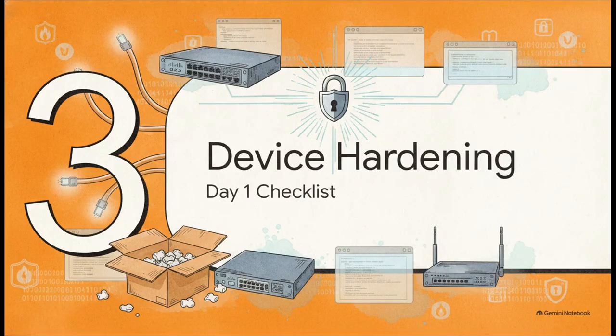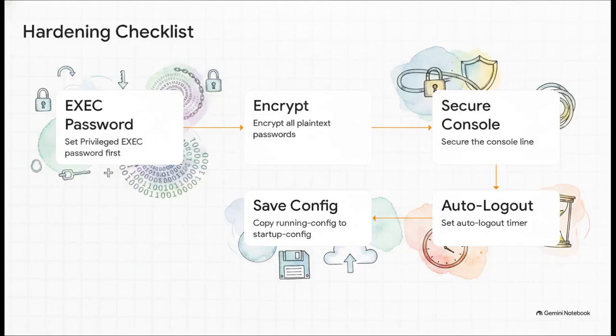Section 3, Day 1 device hardening. Notice the very specific order of this rock-solid Day 1 hardening checklist. We set the privileged exec password, encrypt all plain text passwords, secure the console, and set an auto logout timer, all before we hit step 5. Setting these passwords before running copy run start ensures that an unsecured configuration is never accidentally saved to flash memory. It's a crucial habit to get into.